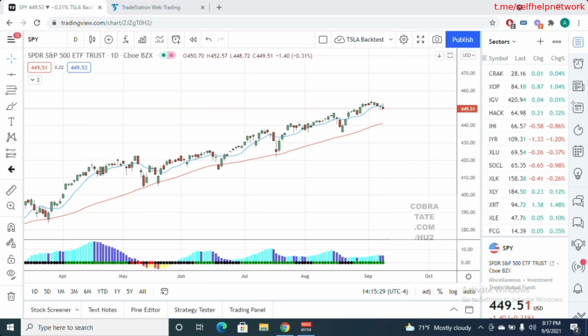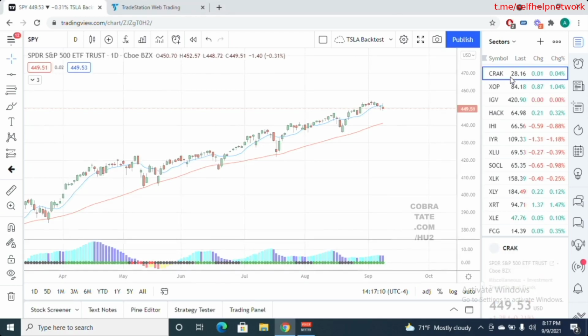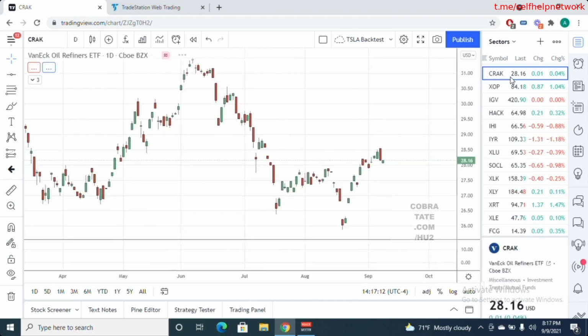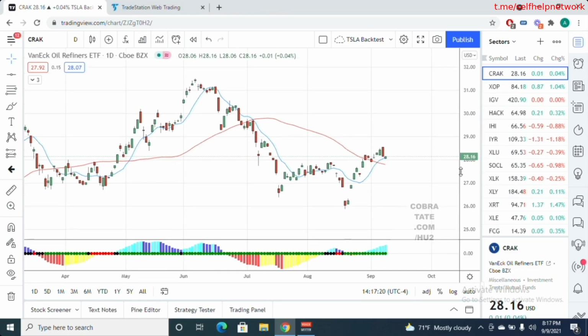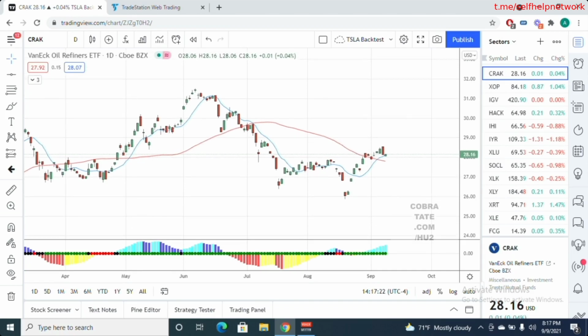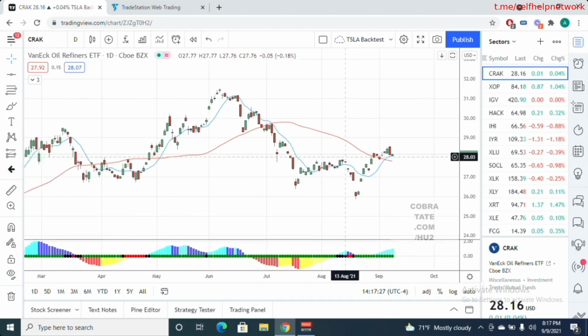So when I go through the sectors list, what I do is I go sector by sector. Let's say here we start with crack. What is it? Oil refiners. Yes. So I go sector by sector and look at the strength in it or if there's a consolidation. In this case, for example, you see it's above 50 MA, but it has spent most of the time below it. It is coming out from a box, but does not seem anything too exciting. I will let it be.